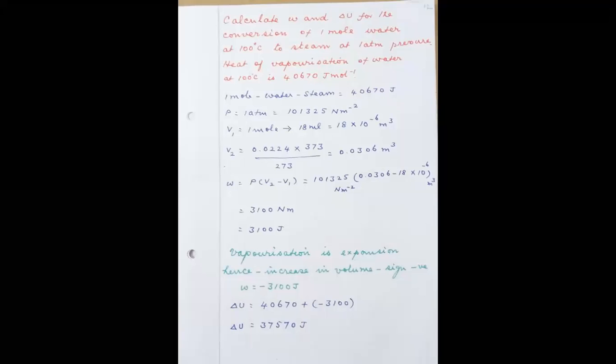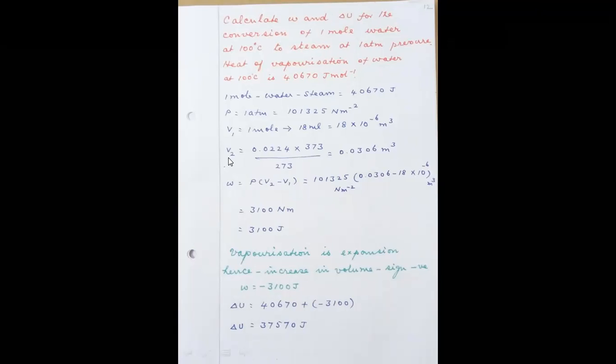Water, the density is 1 or specific gravity is 1, which means if you take 1 ml of water, it will weigh 1 gram. So if you take 18 ml of water, it will weigh 18 gram, which converted into volume is 18 ml. So 18 gram of water will be 18 ml. That 18 ml is converted into SI unit, which is 18 into 10 power minus 6 meter cube.